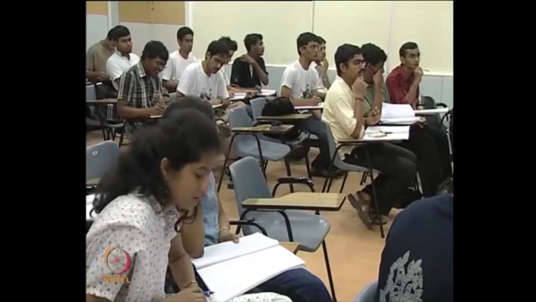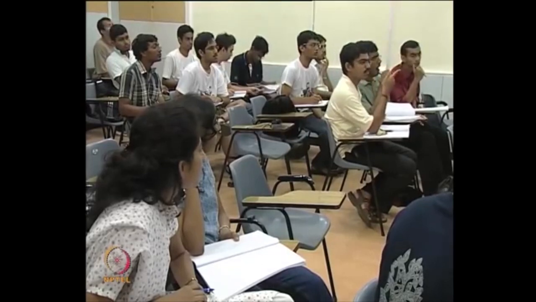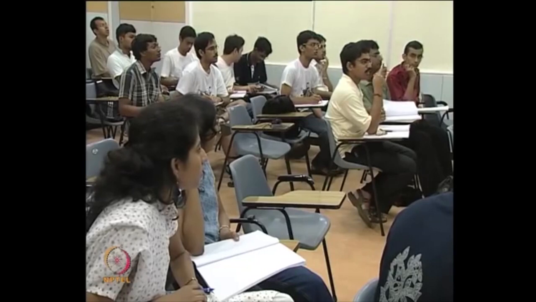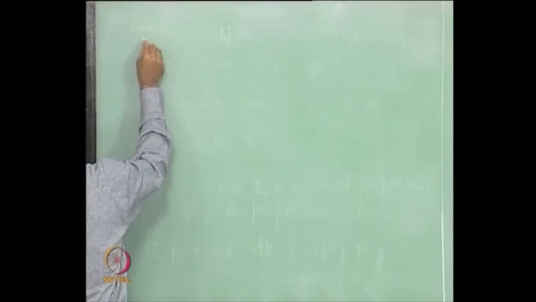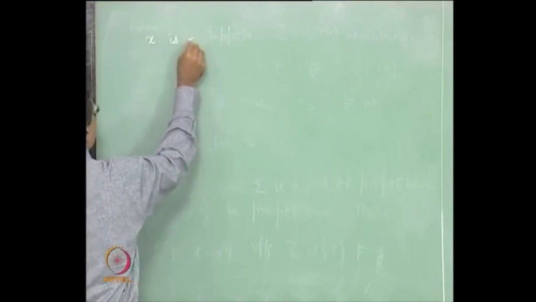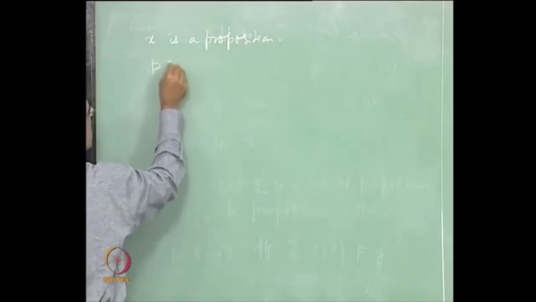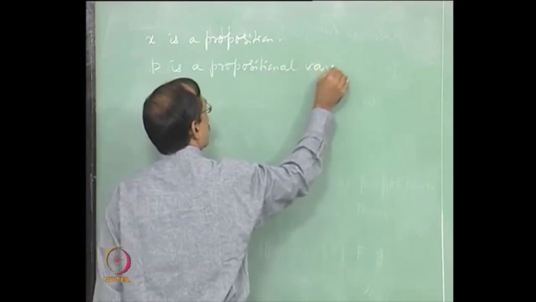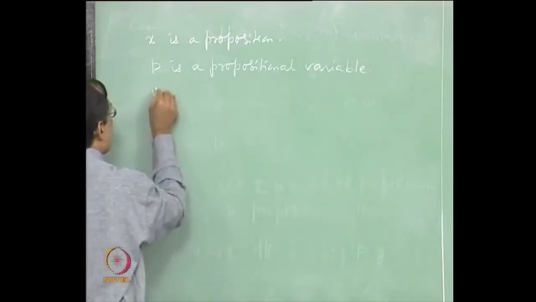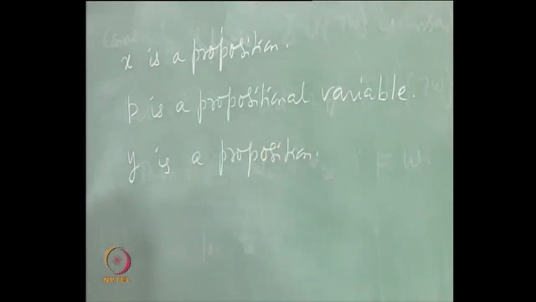See, this is the problem in logic. Whatever you have assumed till now, you have to prove now. You have always assumed that substitutions can be made. Now you have to show that yes, substitutions can be made by using our definition of interpretations and models. Okay. So let's introduce a symbol. Say x is a proposition. P is a propositional variable. Y is another proposition, possibly different from x, or it can be the same as x also.